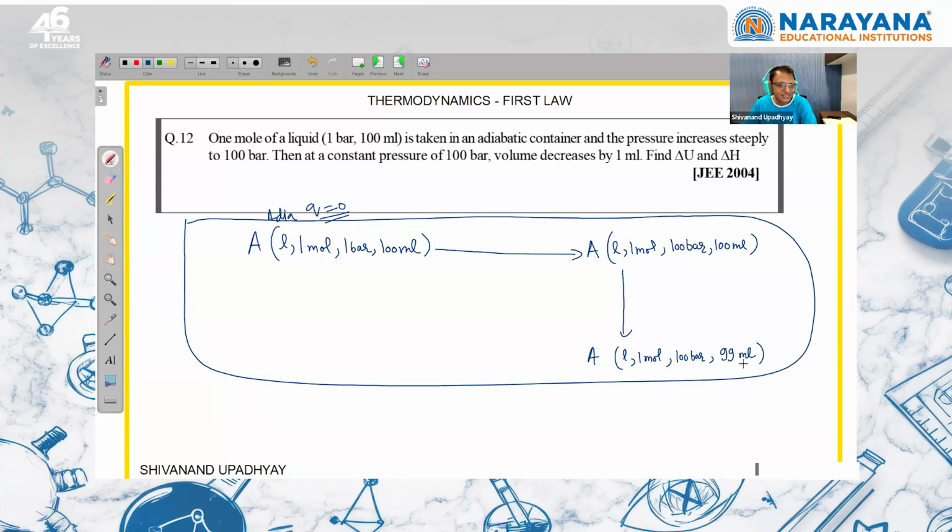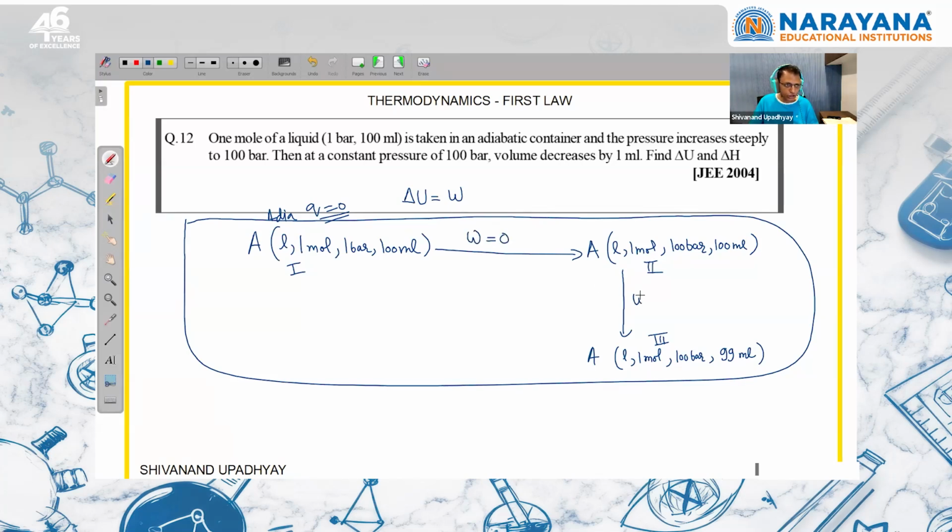So पहले तो आपको ये स्टेट की तरह लिखना है कि ये पहला स्टेट है, ये दूसरा स्टेट है, and this is third state. जैसे ही हमने प्रेशर बढ़ाया वैसे ही वॉल्यूम कम नहीं होगा, it will take some time, and the whole thing is taking place in adiabatic container. For the whole system Q will be 0, so change in internal energy is equal to work done. Here there is no change in volume, so work done will be 0.